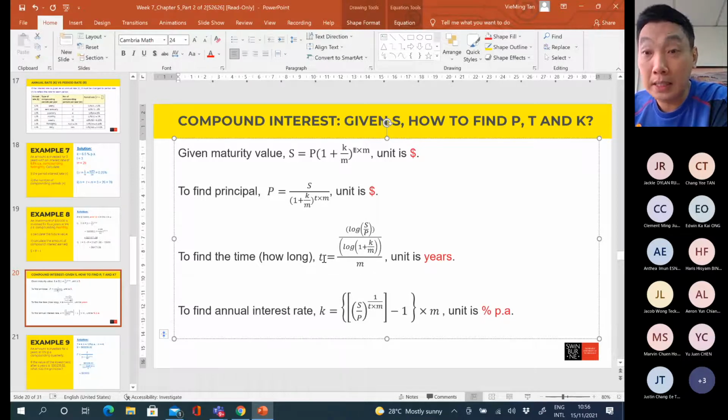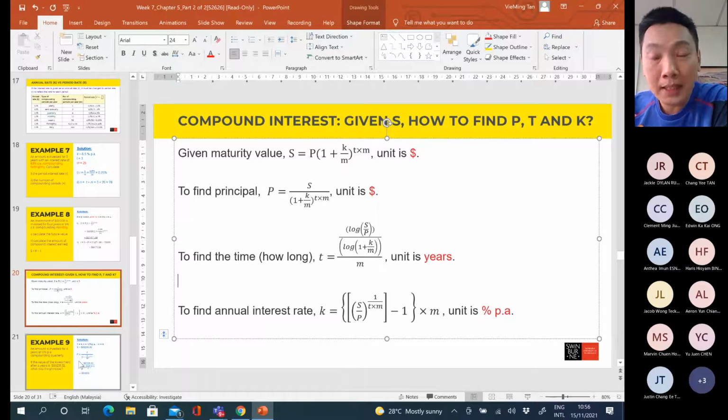And the T is always in years unit. If you apply this formula, the T is in years unit, which is log S over P divided by log 1 plus K over M, then divided by M. Okay, so let us try to use the following examples to solve the P, T, and also K for compound interest question.